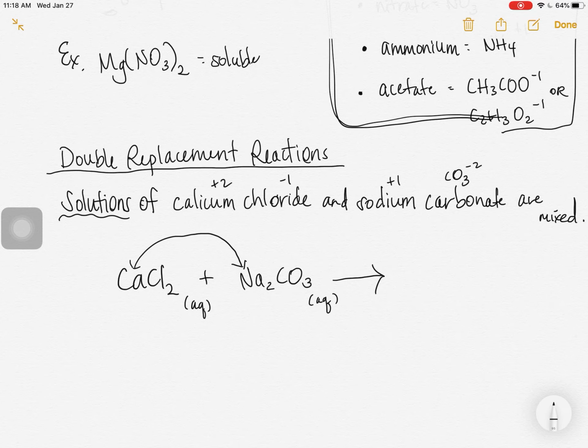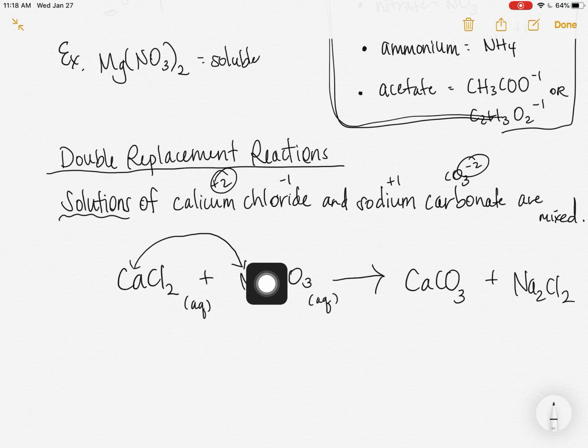So that now means calcium's going to be with carbonate, but we must look at their charges. Calcium's +2 and carbonate's -2. So CaCO3. And then now sodium is with chlorine. Be careful, don't do this. Okay, that's what students always want to do because they see the 2.